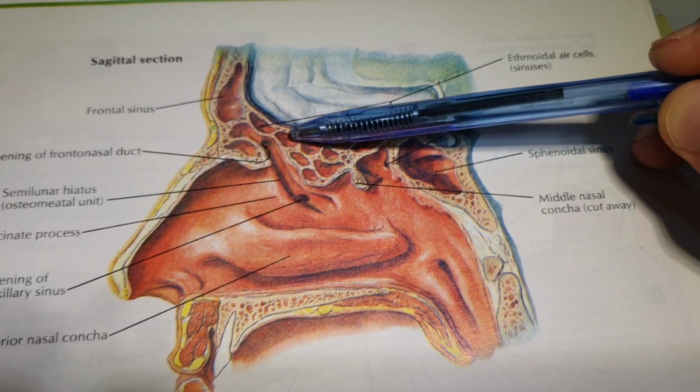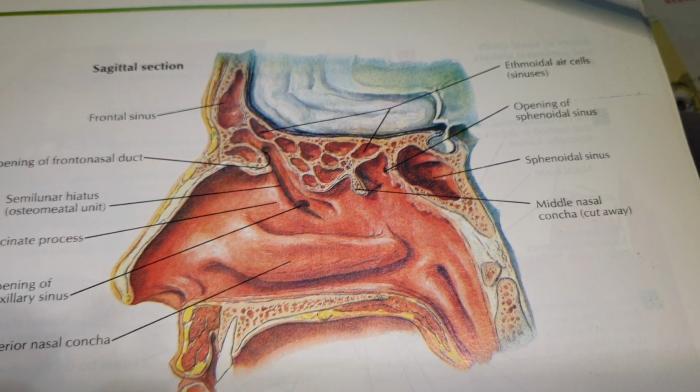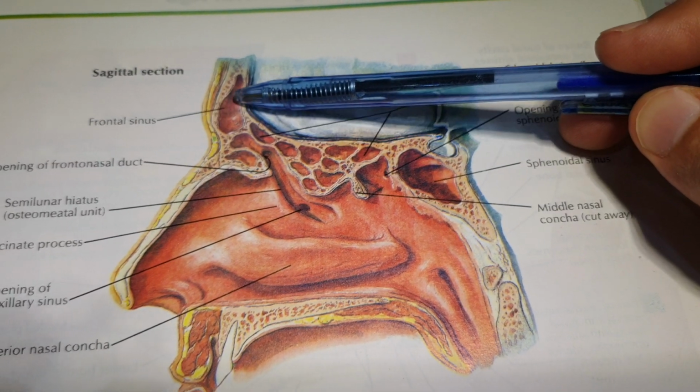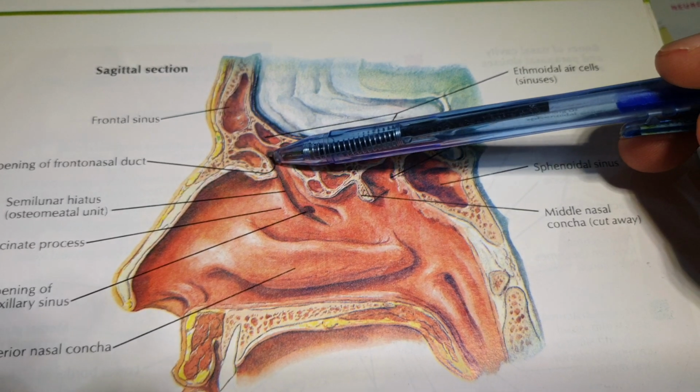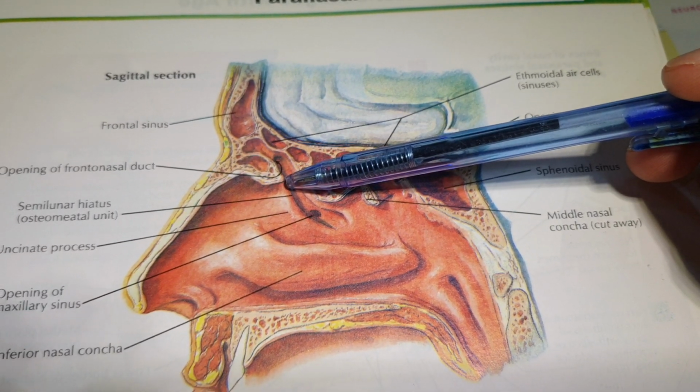You can see these are the ethmoidal air sinuses, which we will discuss later. And this is the frontal air sinus, which is opening into the infundibulum of the hiatus semilunaris through this duct, which is called the frontonasal duct.